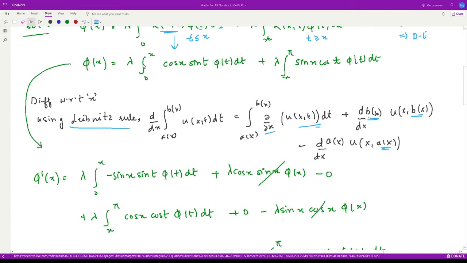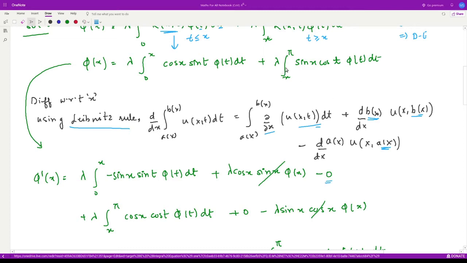Let us look at the first term on the right hand side. Lambda as it is, integration from 0 to x. Then we take the partial derivative of this term with respect to x. It would be the derivative of cos x, that is minus sin x, with sin t phi t as it is. Plus lambda as it is, then the derivative of x with respect to x, that is 1, and then we replace t by x, the upper limit. So it will be lambda cos x sin x phi x. Minus the lower limit is a constant, so the derivative of a constant is 0, and the last term is simply 0.